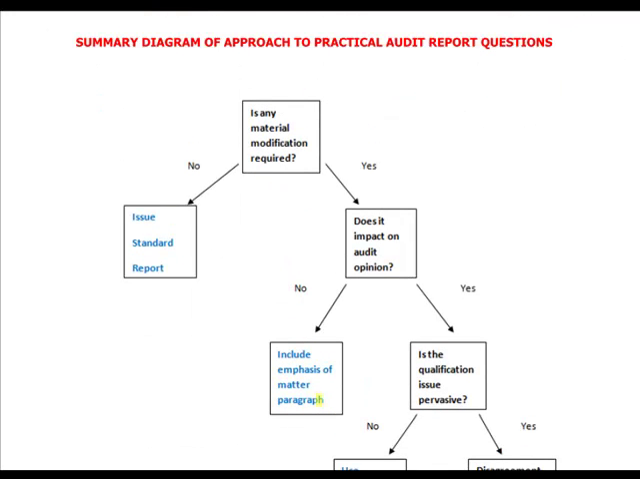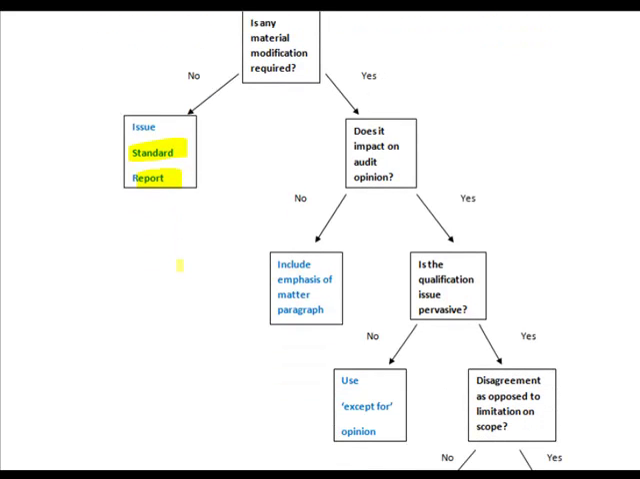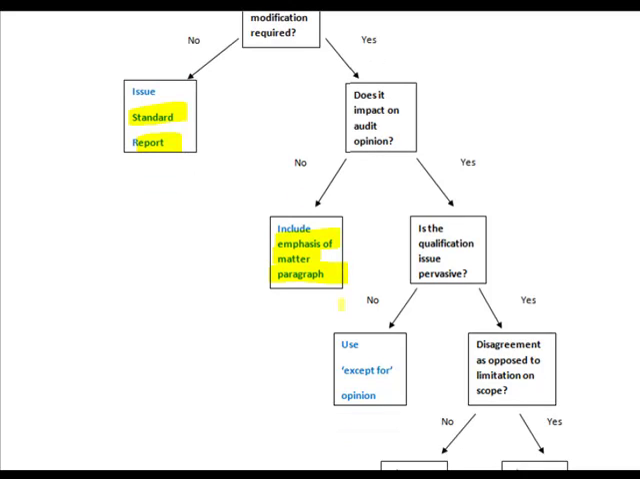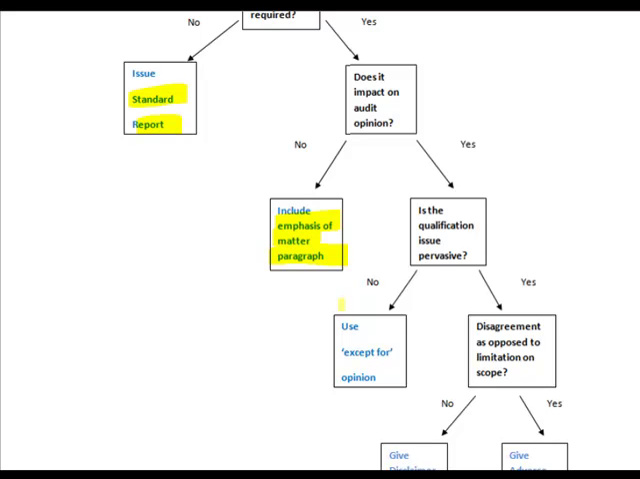There's also a summary for you in terms of audit reports. If you have any material modification? If no, then you have a standard report issued according to ISA 700, nothing's modified. If there is something that requires modification, and there is no impact on the audit opinion, you will issue an emphasis of matter paragraph, while if there is an impact on the audit opinion, we have to see whether it is a qualification, because in this situation it is a qualified opinion for sure.